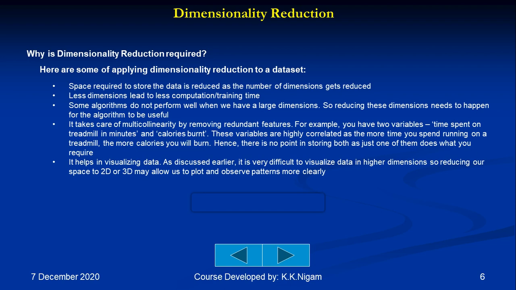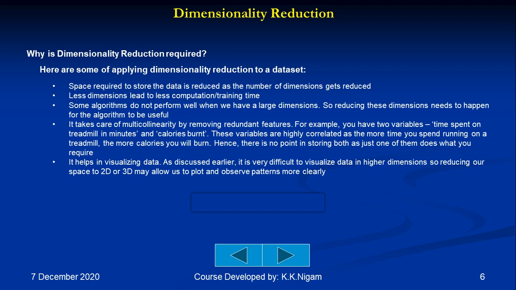For example, you have two variables, time spent on treadmill in minutes and calories burned. Now these variables are highly correlated, as the more time you spend running on a treadmill, the more calories you will burn. So hence there is no point in storing both, as just one of them does what you want to do. It helps in visualizing data also.